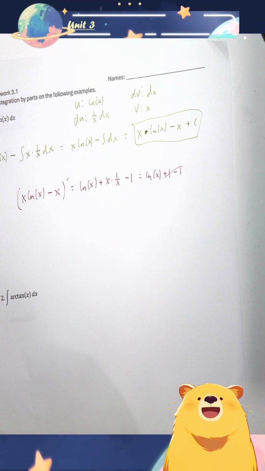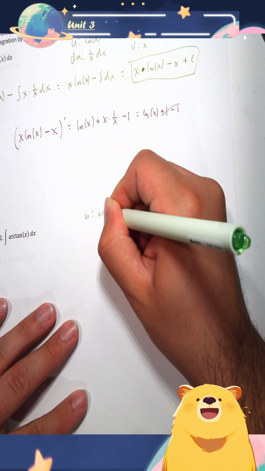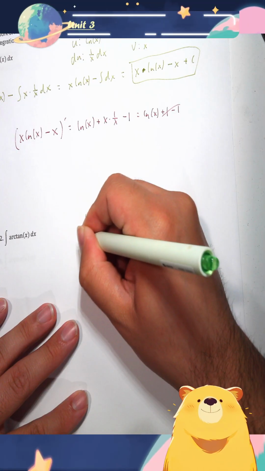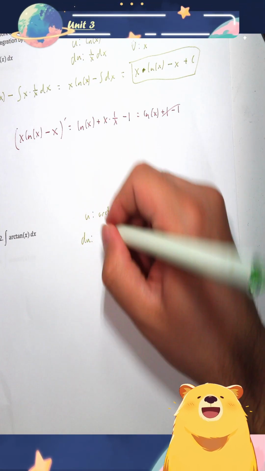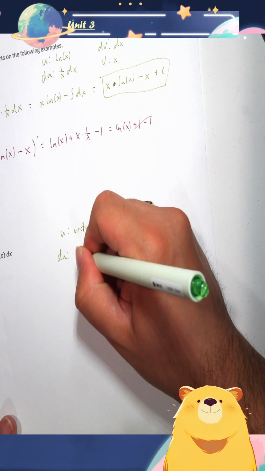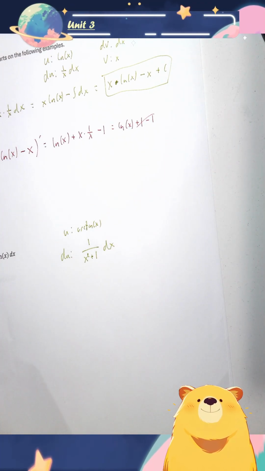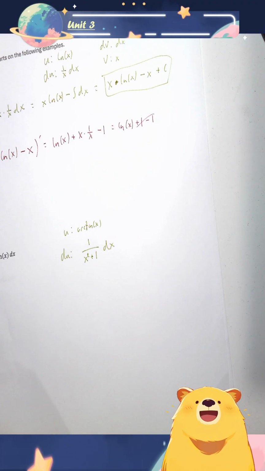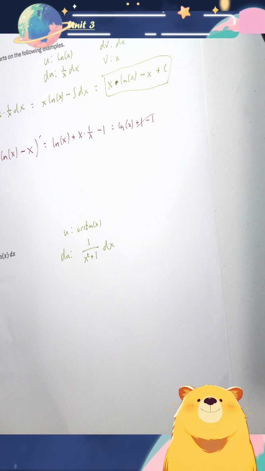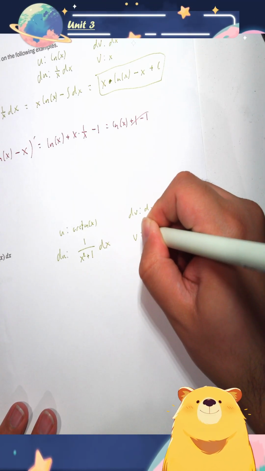As we keep going, there's going to be an increase of difficulty. So let's start with arctangent. We have u to be arctangent of x. That means du will be, I'm pulling it up on my phone, 1 over x squared plus 1 dx. Let's double check. Yes, we're good. And then dv is going to be dx, and v is going to be x.